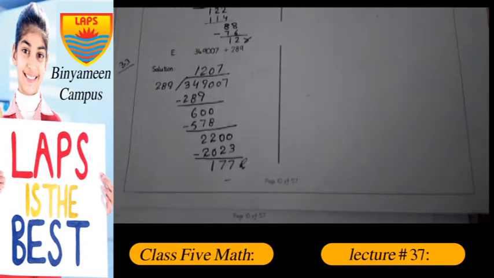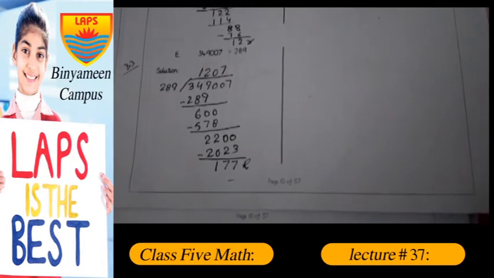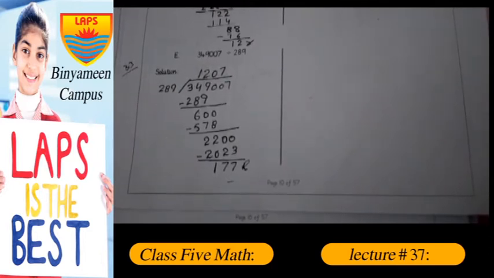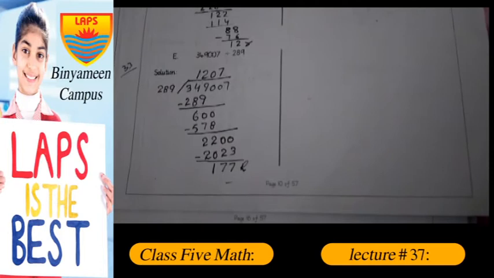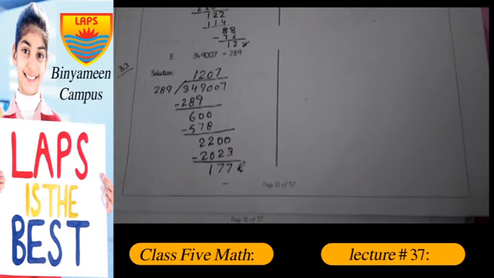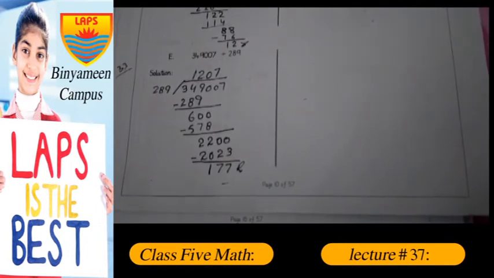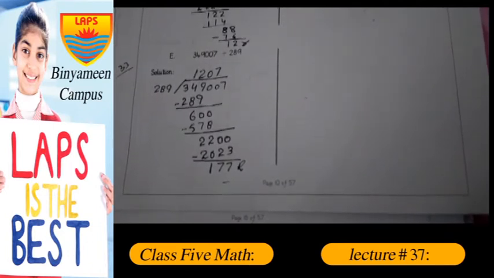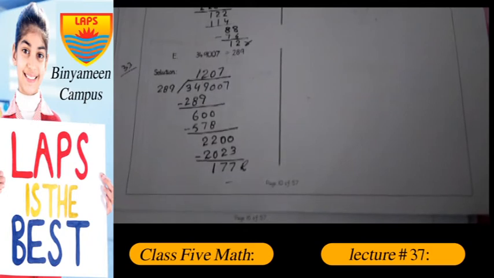Today I deliver lecture on page number 10, part E. 349007 divided by 289. Now 289 multiplied by 1 we get 289. Now we subtract, we get 60. 60 is smaller than 289.